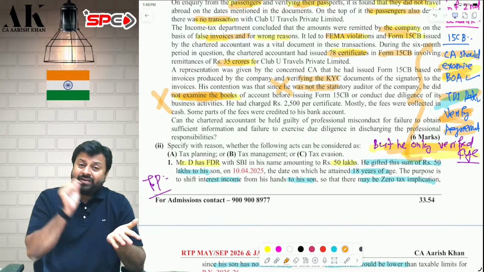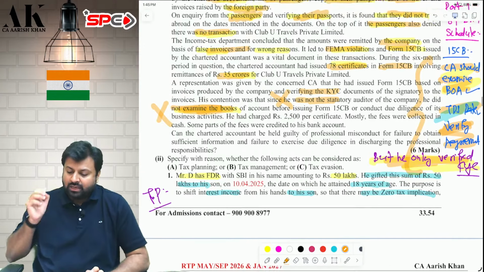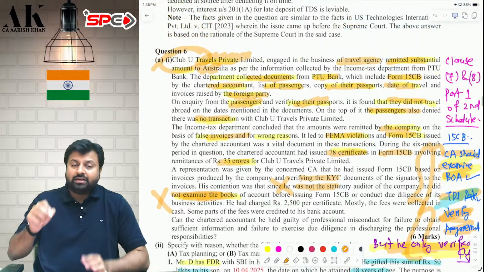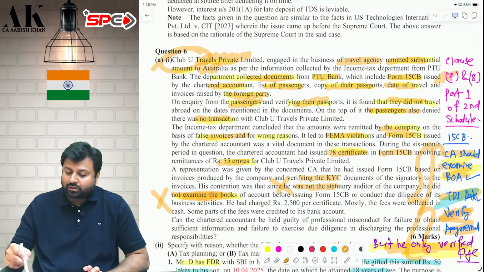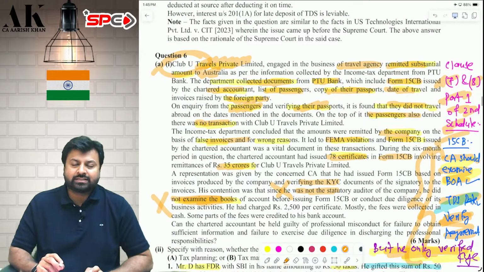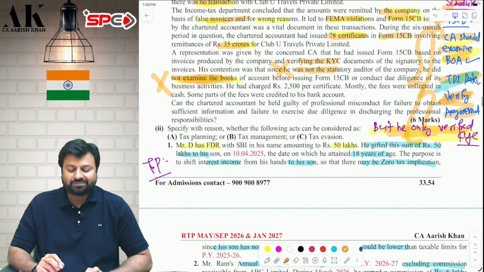I'm trying to say everything minutely which you have to write in the examination. Therefore, you have to write down these 4 points, and then you have to write down, if you remember the clause, as per clause 7 and clause 8 of part 1 of second schedule, a chartered accountant is deemed to be guilty in this case.